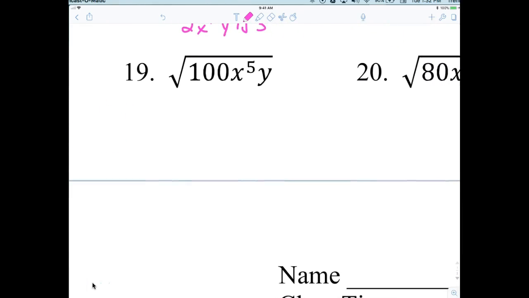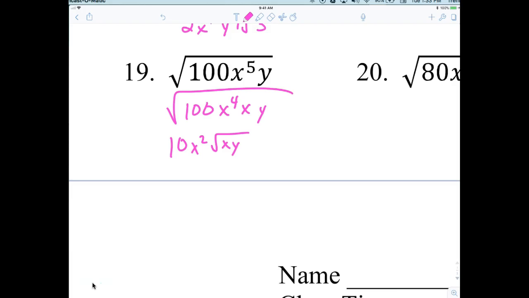This one should be pretty easy. Is 100 a perfect square? Yes. So just x to the 4th, x, y. So the final answer is 10x squared radical xy. Any issues? Any issues? That's easy, I told you.